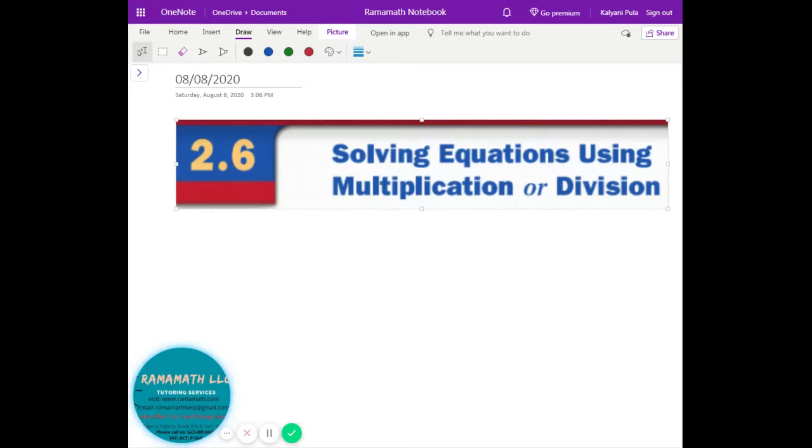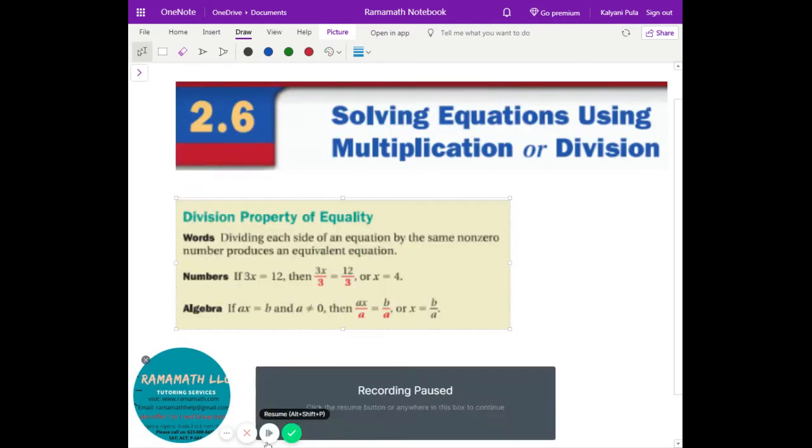Today's topic is solving equations using multiplication and division. So we're going to see how to solve equations by using multiplication and division. Anytime you solve equations, you always have to use the inverse property. So you're going to look at a lot of inverses of the problems up here.